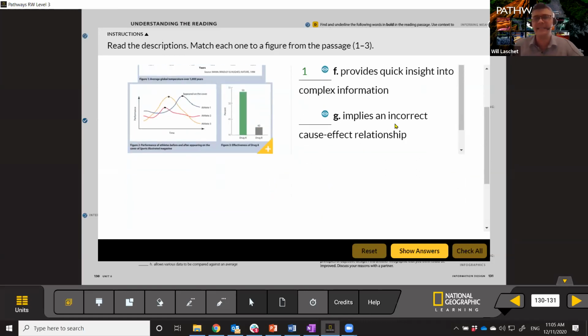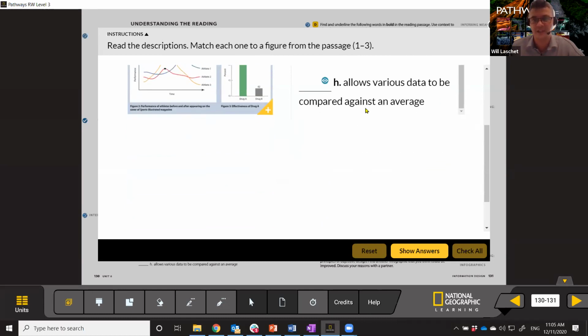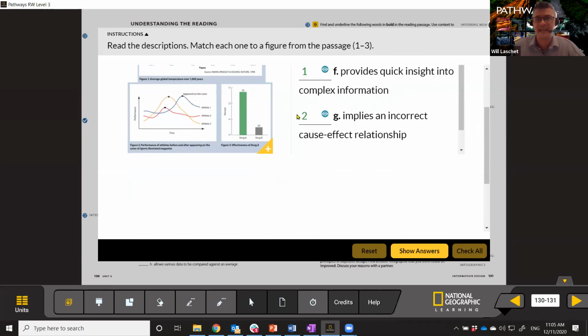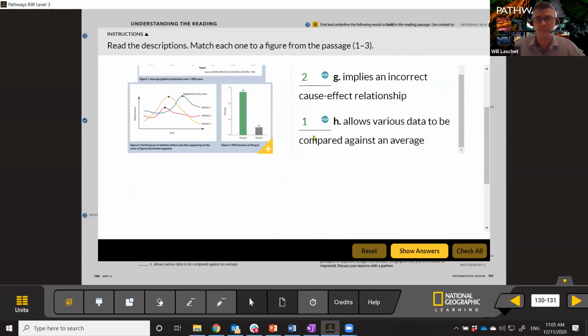This is an important one. Which one implies an incorrect cause-effect relationship? And that is number 2. Okay, we looked at that there. This is one that's misleading because it's implying the cause-effect relationship. And the last one, which allows various data to be compared against an average. Okay, that one was number 1.